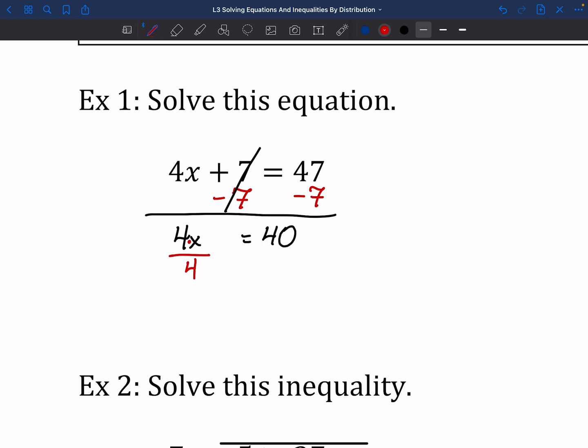That'll get rid of it. And again, I need to do the exact same thing on the other side. If we divide everything by 4, those are gone, which is what we were hoping for. We get just an x left over. And on the other side, 40 divided by 4 is 10. Boom, done. That's it. Two steps, and then we're good.